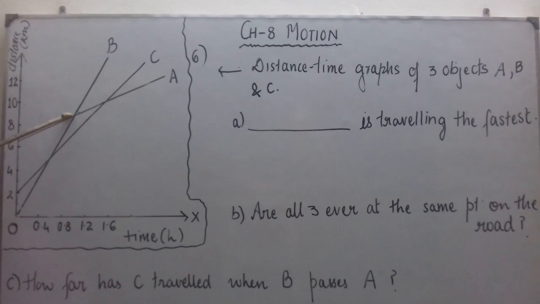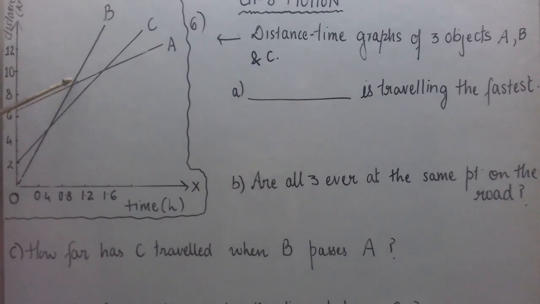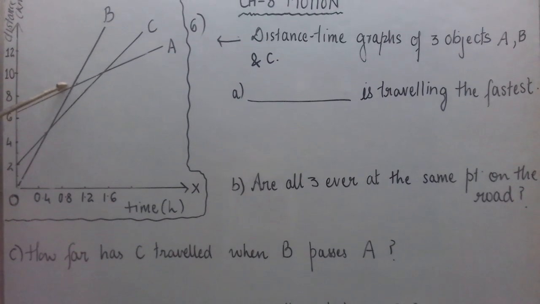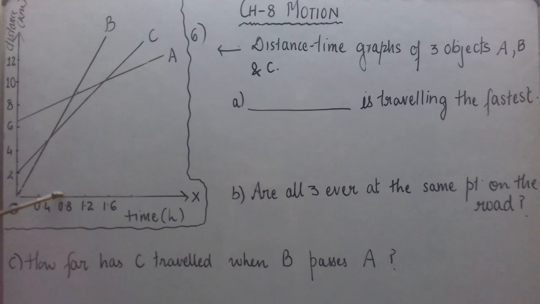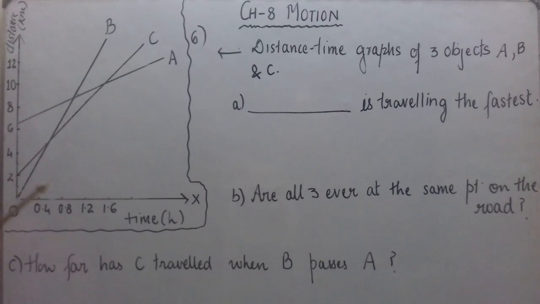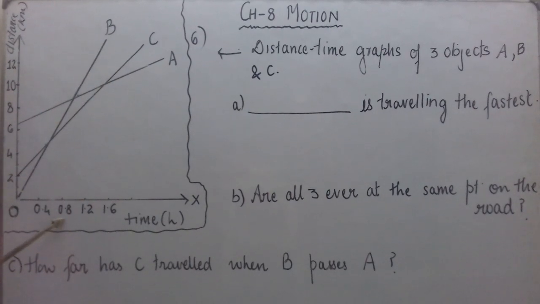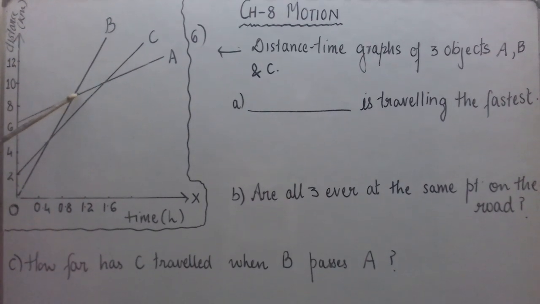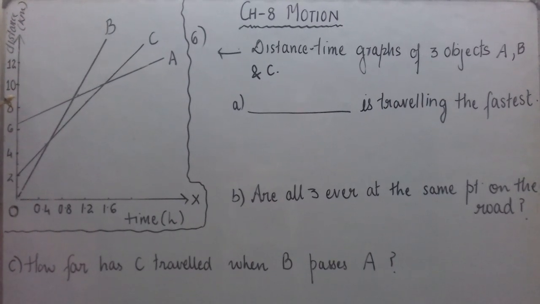Can we find the distance where they meet from the origin, or can we find what is the time when they meet? Yes, we can find. For that, what we can do is, we can drop a perpendicular from this point of intersection on x-axis, that is time axis, and see the time. So whatever time it comes, it means at that time or after that many hours, the two bodies A and B meet. And at what distance away from the origin? I can drop a perpendicular from this point of intersection on distance axis, and wherever it meets, that is the distance away from the origin where they meet.